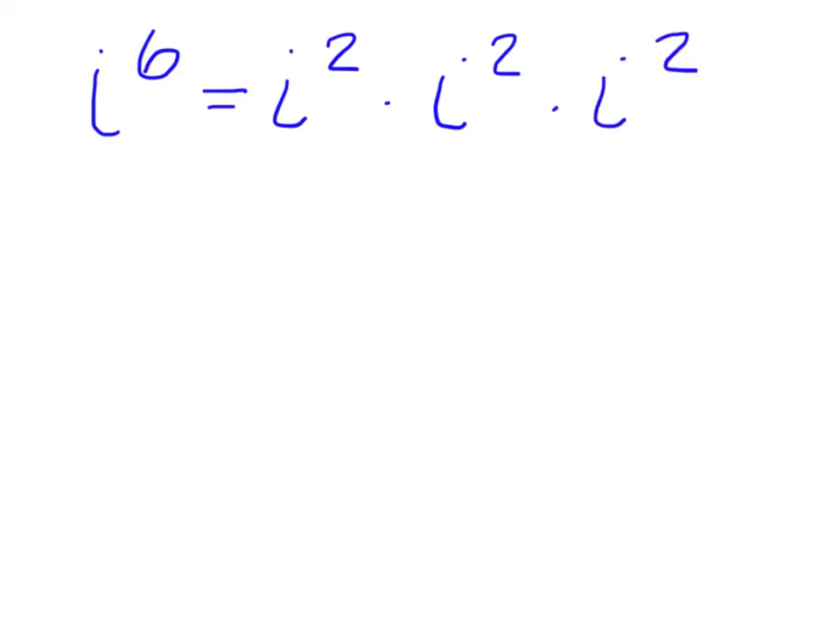Here's another way you could have done the same problem. I to the sixth you can break up as I squared times I squared times I squared. I squared is negative 1. Three negative 1s multiplied together is what? Negative 1. An odd number of negative signs means the answer is negative.